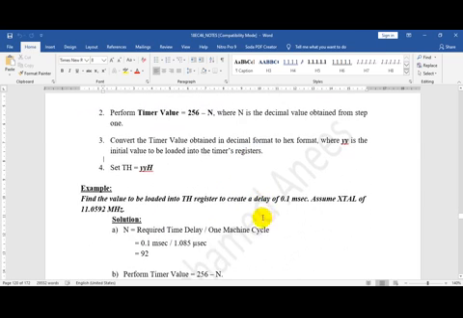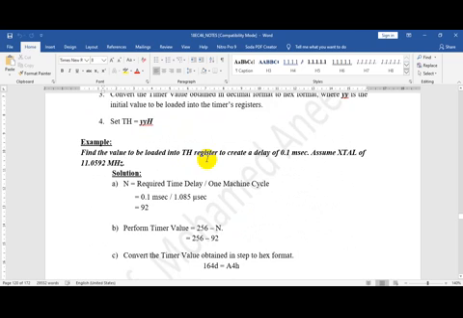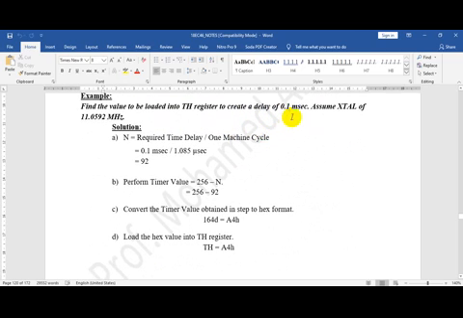Now, for example, find the value to be loaded in TH register to create a delay of 0.1 millisecond. Assume crystal of 11.0592 megahertz, and timer in mode 2 operation. So n is equal to required time delay by 1 machine cycle. Required time delay is 0.1 millisecond, divided by 1 count, which is 1.085 microsecond, because crystal frequency is 11.0592 megahertz. So you get count of 92.